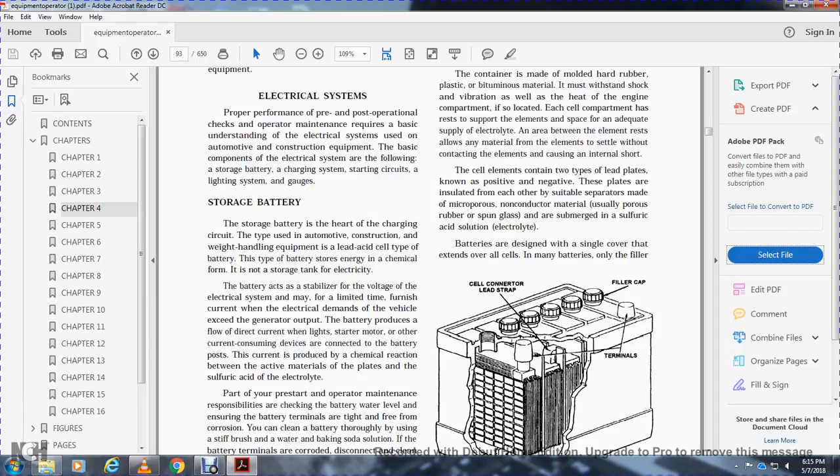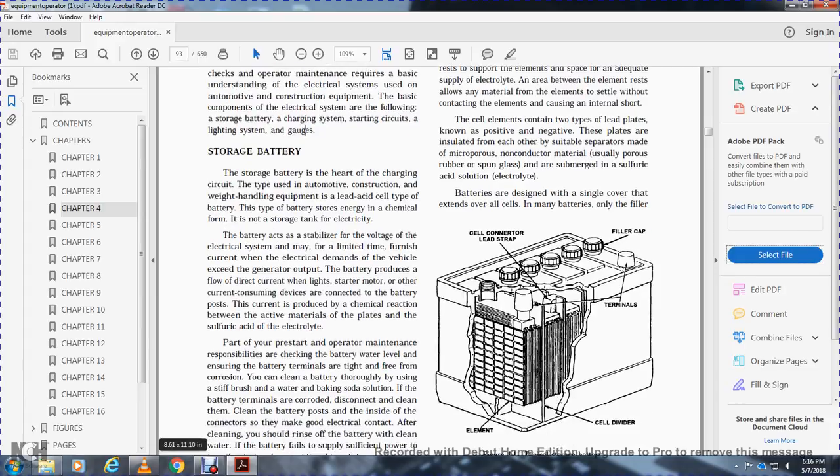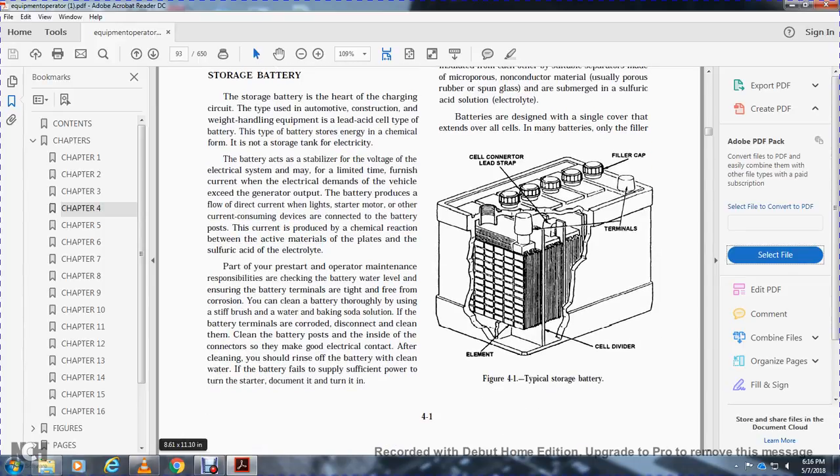The battery produces the flow direction of the lights and the start of the motor other than the current consuming the device connected with the battery post. The current produces the chemical reaction between the active metallic of the plates and sulfuric acid electrolyte. Part of the operator maintenance responsibility is to check the battery water level, ensuring the battery terminals are free with the corrosion.